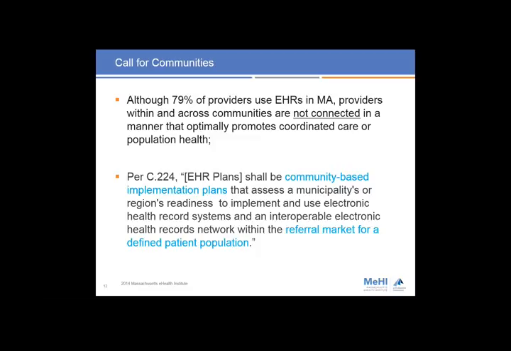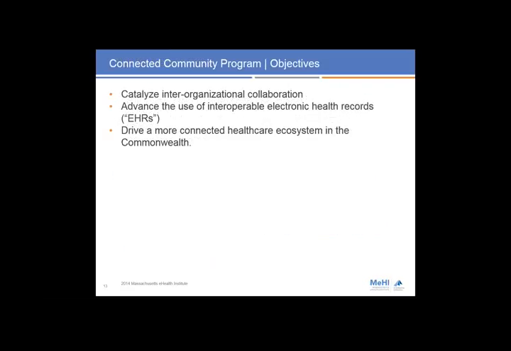Further, as part of Chapter 224, there is a requirement for MeHI to develop what we call EHR plans. We're turning that to an e-health plan, but they comment on those plans being community-based implementation plans that assess the municipalities' or regions' readiness to implement and use electronic health record systems and interoperable electronic health records within the referral market for a defined patient population. Again, some of the charges out of 224 that really helped us put a framework around this Connected Communities program.